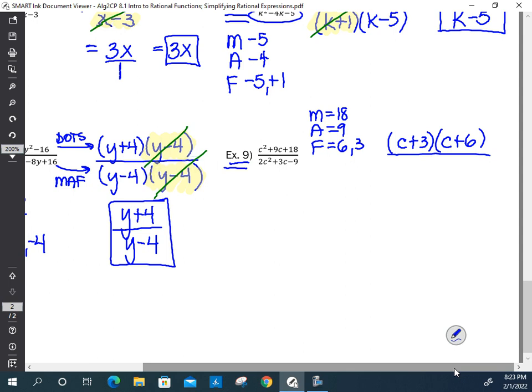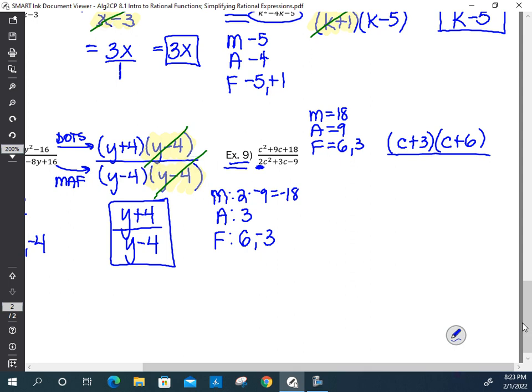The denominator is also MAF, but you've got a number in front now. So this is one of those MAF plus grouping problems. So let's first start with the MAF. M is the first and last term, 2 times negative 9, that's negative 18. The A value is 3. So that gives you 6 and negative 3 as your two numbers.